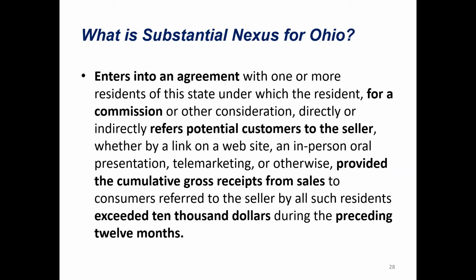Another long one is when you enter into an agreement for a commission that refers potential customers to a seller. You can do this on the website, in a presentation, in telemarketing, all of those types of activities, as long as those gross receipts in a 12-month rolling period exceed $10,000. So those could be activities that somebody's doing in the state of Ohio, and they would give somebody outside the state that's paying, that has $10,000 in gross receipts in 12 months, substantial nexus with Ohio.